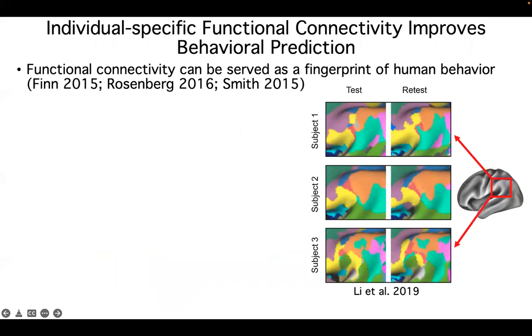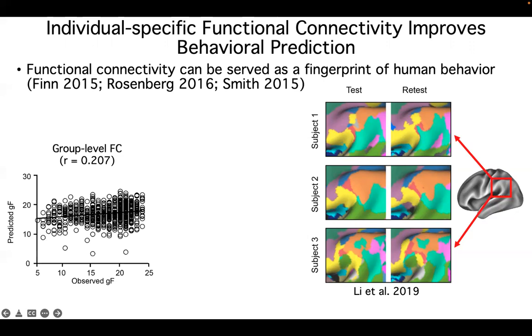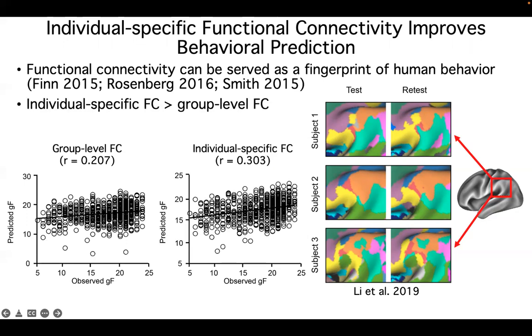So far, we have seen that the network topography can be used for behavior prediction. On the other hand, a vast body of literature has shown that the functional connectivity strength can also predict behavior. Using functional connectivity strengths derived from the group-level parcellation, fluid intelligence can be predicted with an accuracy of around 0.2. However, this prediction accuracy can be further improved if we use the individual-specific area-level parcellation to compute the functional connectivity for behavior prediction. So this suggests that these individual-specific features are behaviorally meaningful.